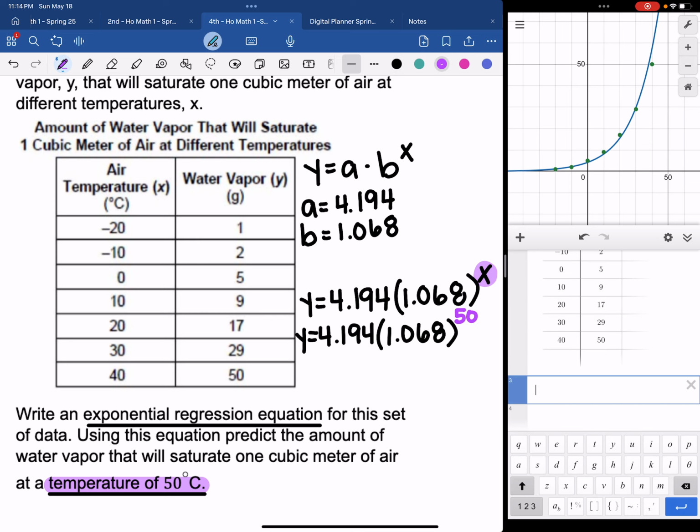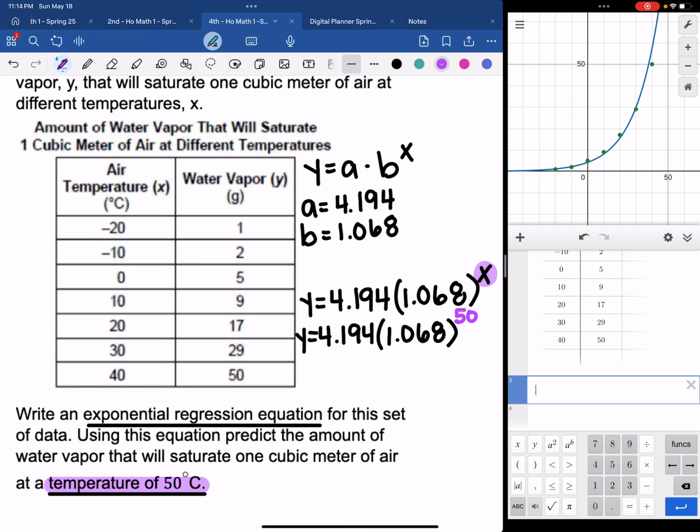So we can put that into Desmos. We're going to say 1.068 and raise that to 50. And so we get that the approximate water vapor evaporation would be 112, we'll say 0.5, and that's going to be in grams of the water evaporation at 50 degrees Celsius.